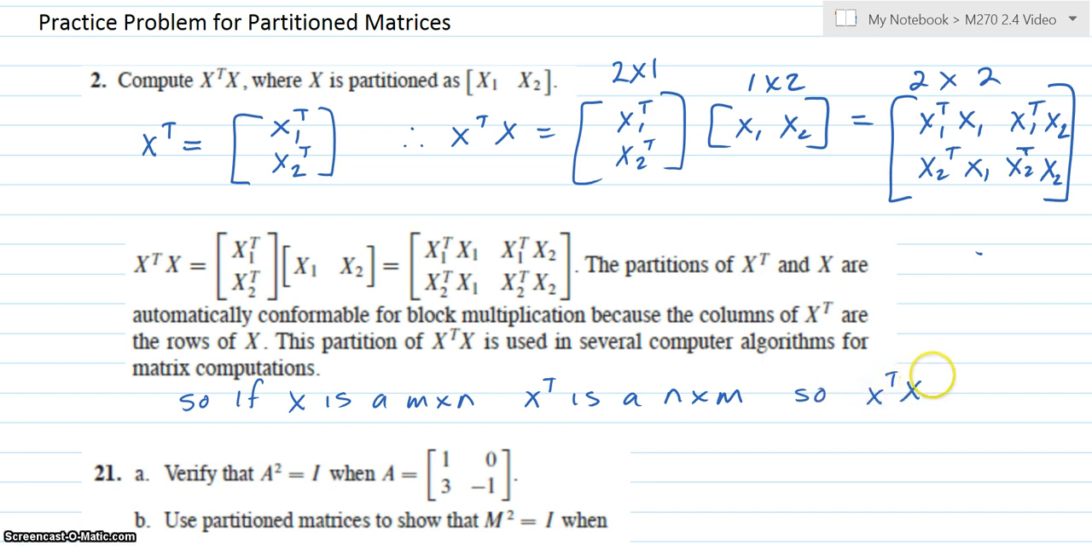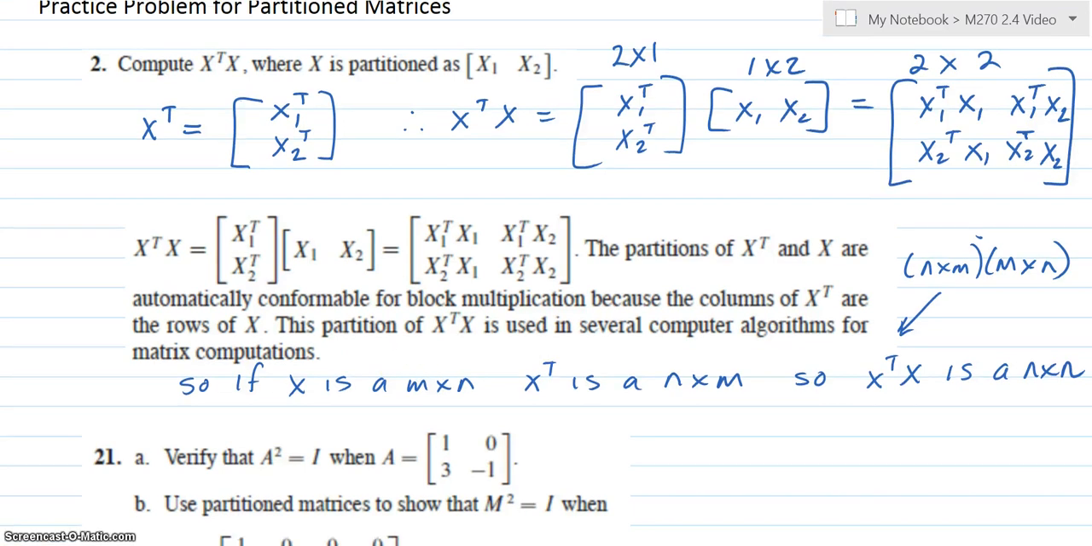x transpose x would actually be n by n, because I do this one first. That would be an n by m times an m by n, and the result is an n by n. So you can see that it's automatically going to work. This partition of x transpose x is used in several computer algorithms for matrix computations, which is an application of the transpose of a matrix. Someone asked that in class the other day.